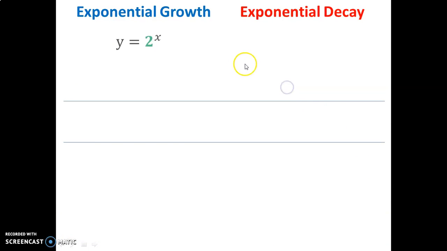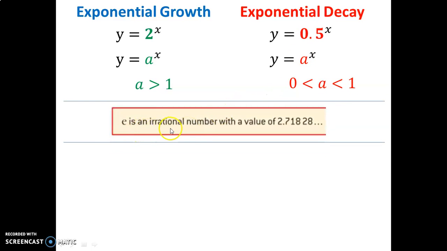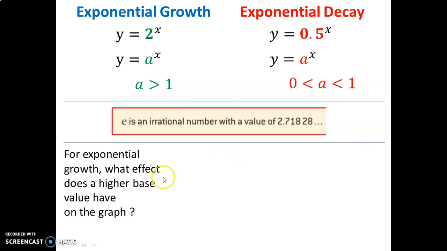Okay, so let's recap some things. Exponential growth, exponential decay. This is a number that's greater than 1. This is a number that's between 0 and 1. So they look the same if you write them in this general form with a letter. However, in this case, a, like I said, has to be greater than 1, and in this case, a has to be between 0 and 1, and we can write it like that, and that will be decay. Okay, we just found out e is an irrational number that looks like this, 2.71828 goes on forever. That's why it's irrational.